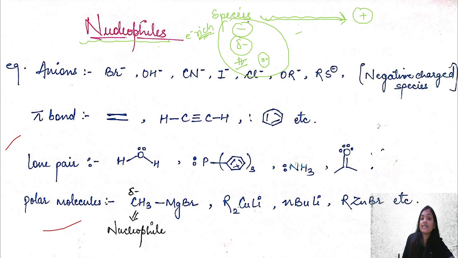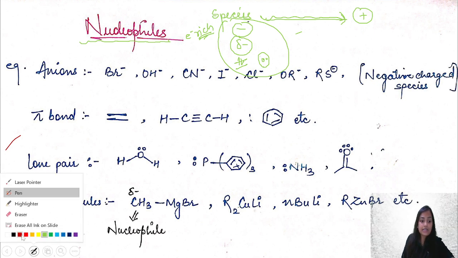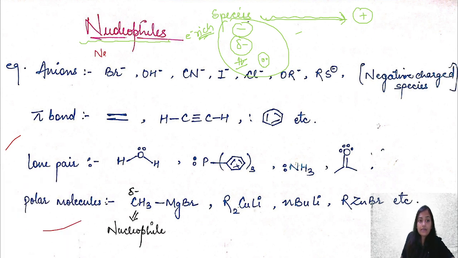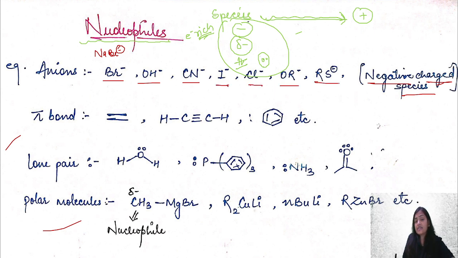So let's see the examples of nucleophiles. Simple terms, I just said to all of you. If you have examples like NaBr, I can say that here the Br negative is an anion. Every anion, any species bearing a negative charge, is said to be nucleophilic. The OH negative, CN negative, I negative, Cl negative, OR negative, RS negative, they all have a negative charge and are said to be nucleophilic in nature.